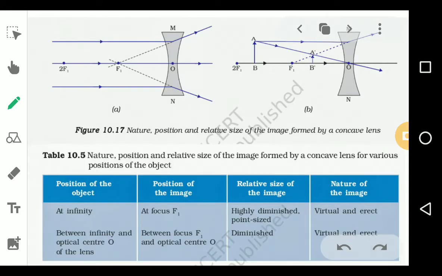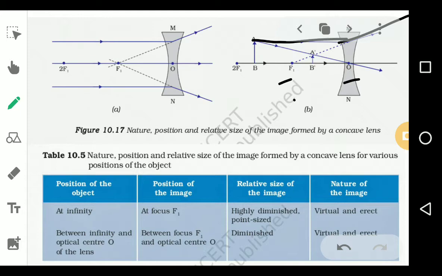So one light ray is going parallel and it will be refracted, and if you extend it backwards, it will be passing through the focus. Okay, and the ray passing through the center will not change its direction. So here you are getting the intersection. From the intersection, draw a line perpendicular to the principal axis, and you will be getting the image between f1 and O.